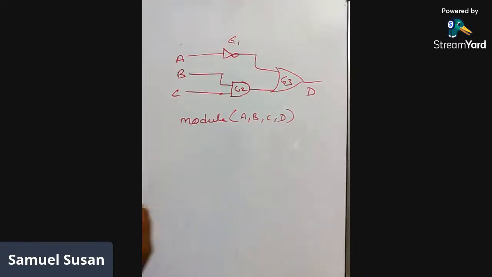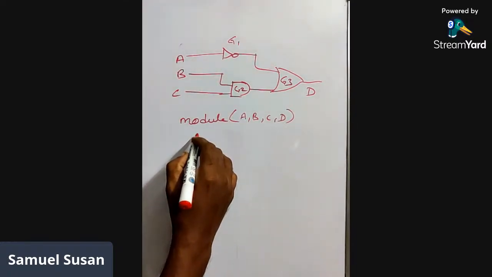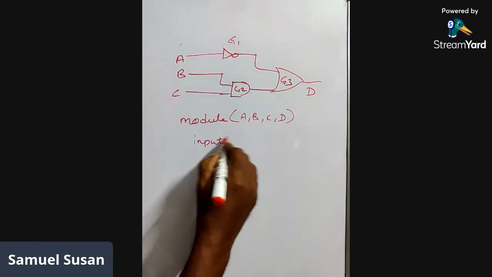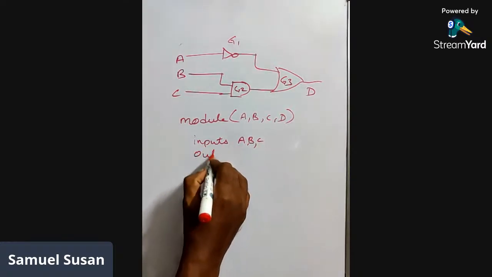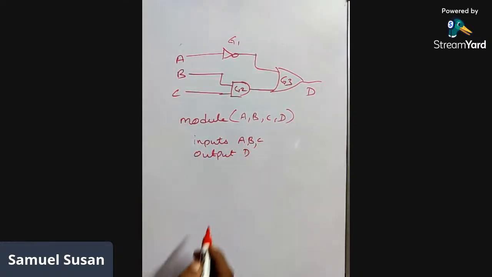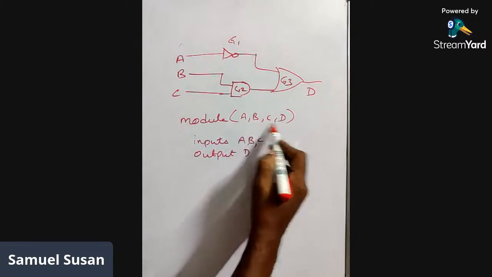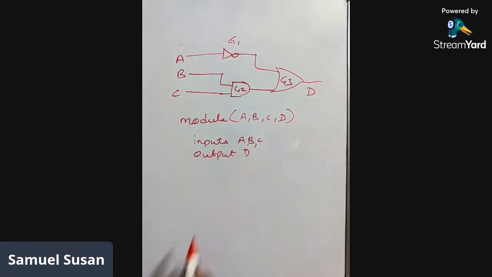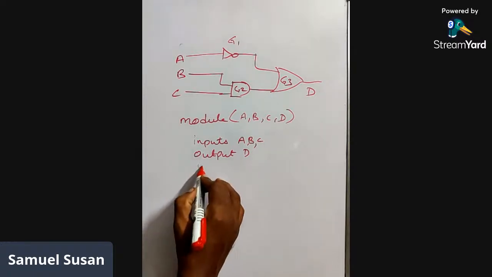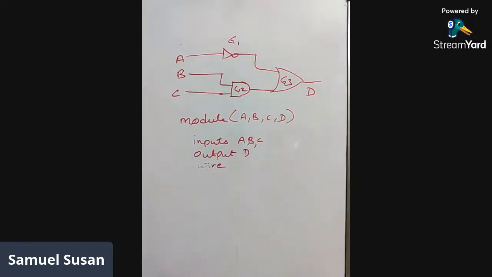Next, in a C function we also represent the data type of each variable, like integer, character or floating type. Same thing we write here: inputs are A, B, C, and output is D. From the circuit alone we cannot tell what is input and what is output, which is why we declare them. Then we have something called wire. I'll tell you what a wire is in a short while.